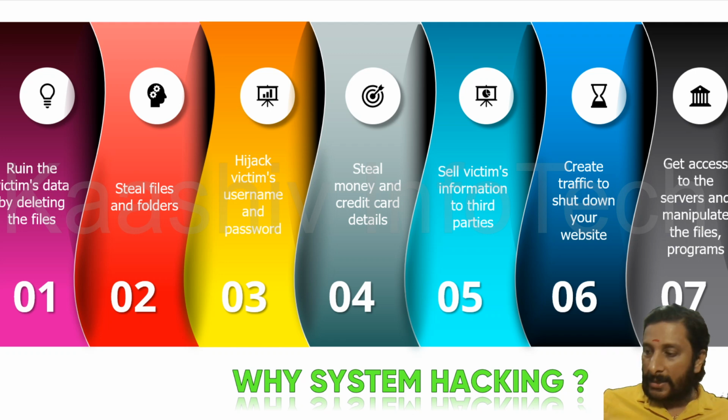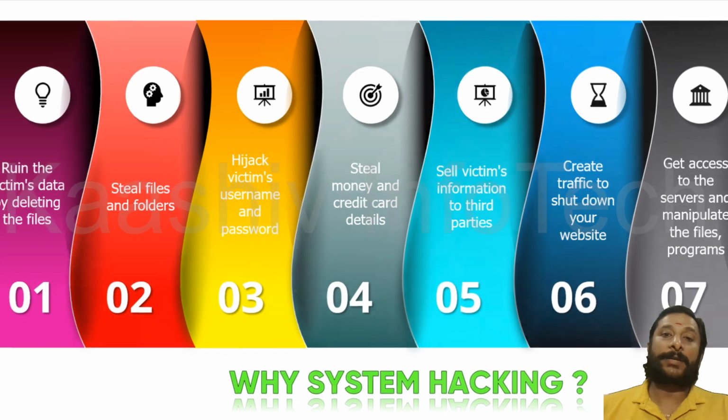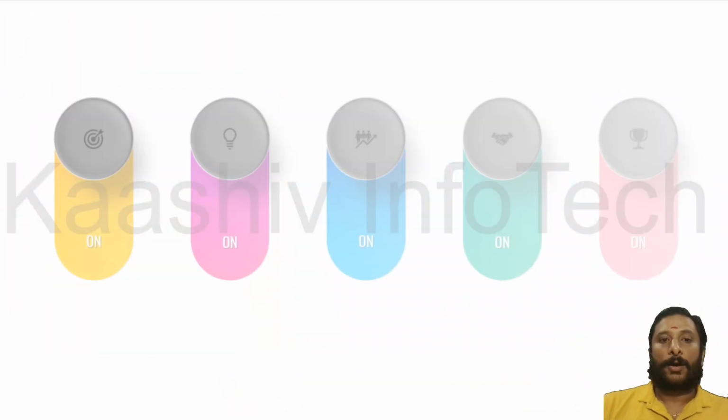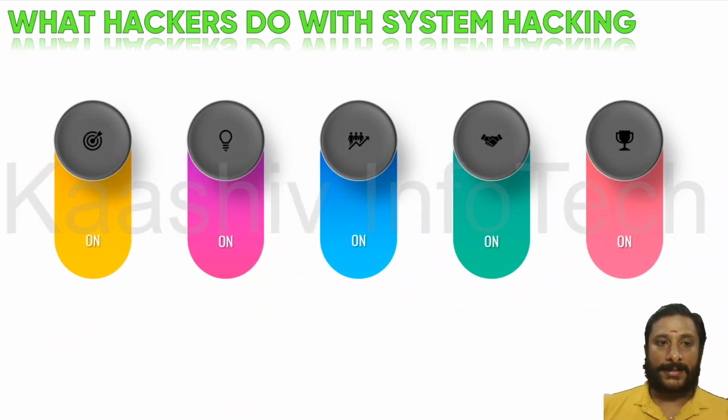So via this they will be sending a lot of unwanted traffic, blocking the system, getting access to the servers and manipulating the files. This is how system hacking works. This is the ultimate intention of a hacker. Here we are going to discuss what hackers do with system hacking.